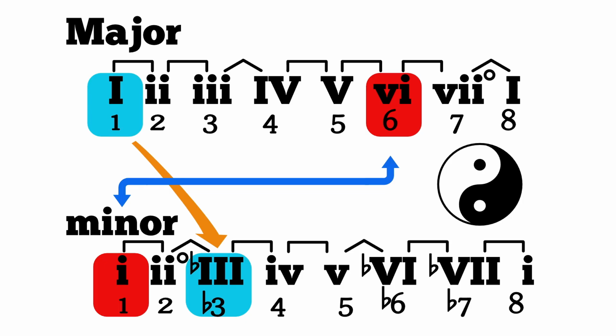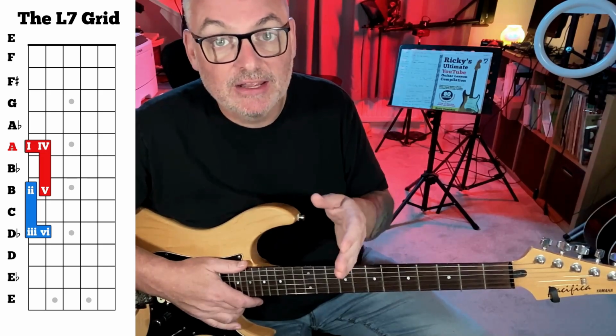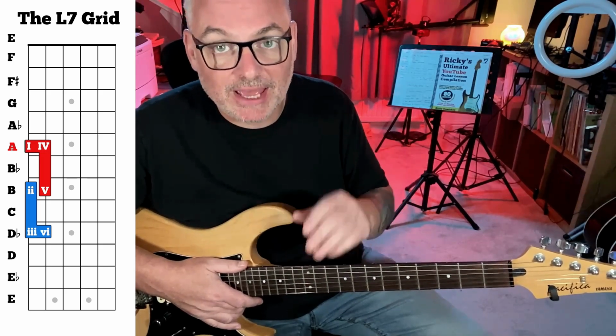So tying into the lesson that I talked about where the minor comes from and how we derive it from the major, we can do a similar thing with the L7 grid. The same chords exist for each key. We get the same chords for both the major and the minor key. They are just in a different order, and if you haven't seen that video, watch the video in the end card, and you may have to come back to this video again, but that's okay.